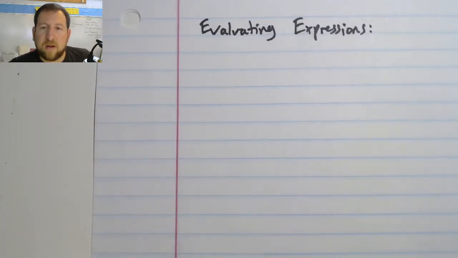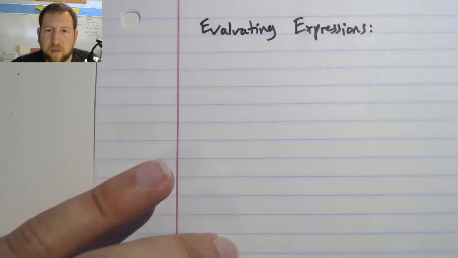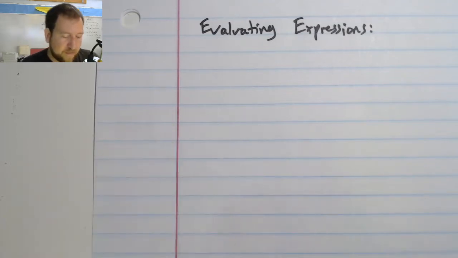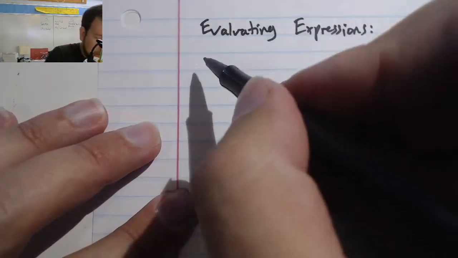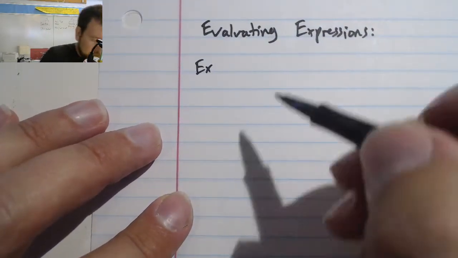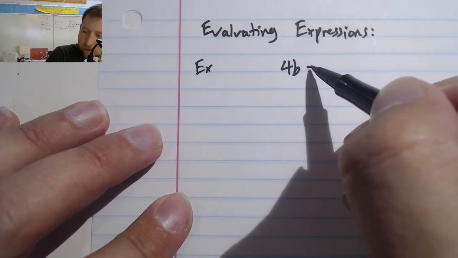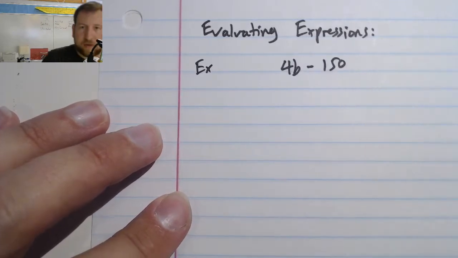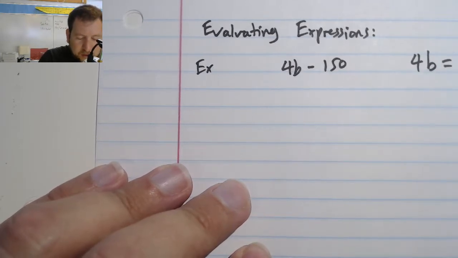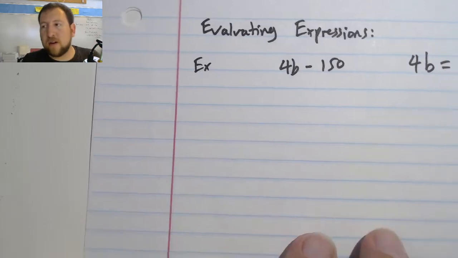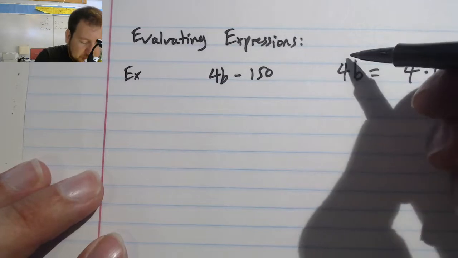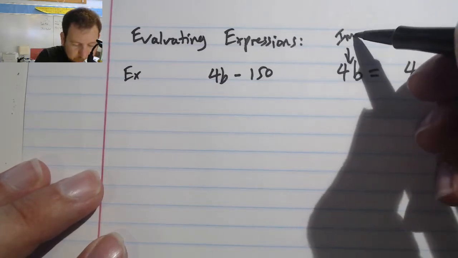Now, this stuff is pretty simple, which is pretty convenient. But let's take a look at one quick example, and let's in fact go back to Shelley and her bracelets. The expression that was given to us was 4b minus 150. Now recall that 4b is really equal to 4 times b, but when we use variables, we don't need to write that multiplication anymore. We call this the implied multiplication.